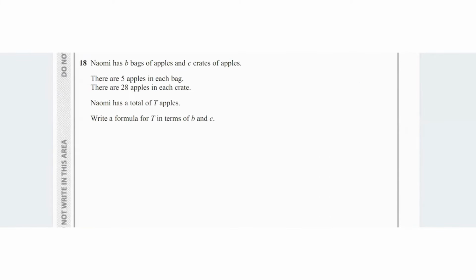Question 18 says Naomi has B bags of apples and C crates of apples. There are 5 apples in each bag and 28 apples in each crate. Naomi has a total of T apples. Write a formula for T in terms of B and C. She has B bags of apples. One bag has 5 apples, and one crate has 28 apples.